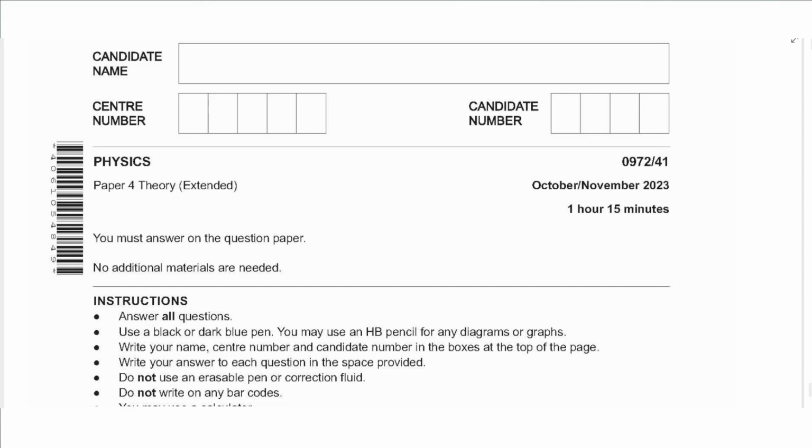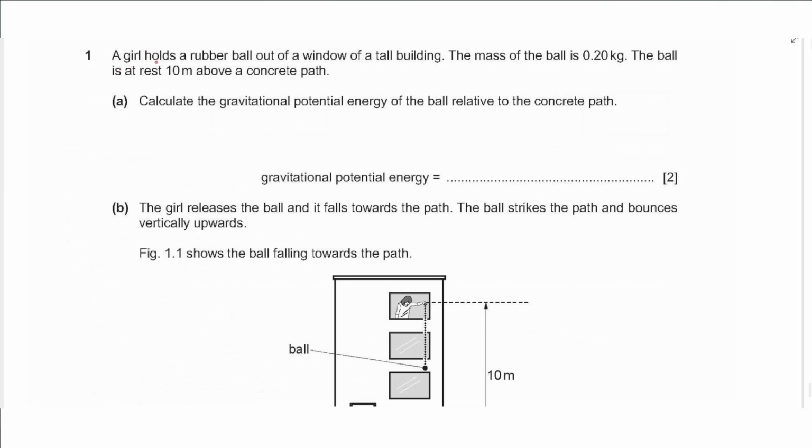In this video I will be solving the paper for exam for IGCSE Physics, October-November 2023, variant 1. So let's get started. Question 1 says a girl holds a rubber ball out of a window of a tall building. The mass of the ball is 0.20 kilograms. The ball is at rest 10 meters above the concrete path. Calculate the gravitational potential energy of the ball relative to the concrete path.